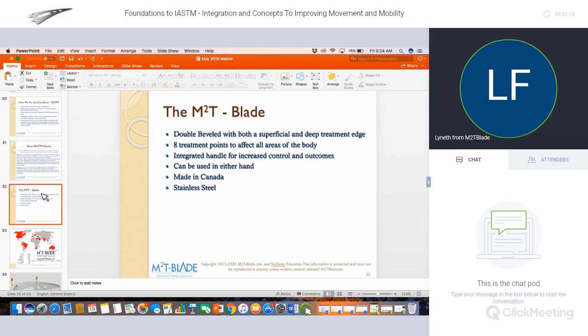So a little bit about the blade. If you don't have one of these, this is just going to be an outline here. It's double beveled with both a superficial and deep treatment edge. So we actually have it cut at two different edges. We'll show that here. There are 8 treatment points to affect all areas of the body.